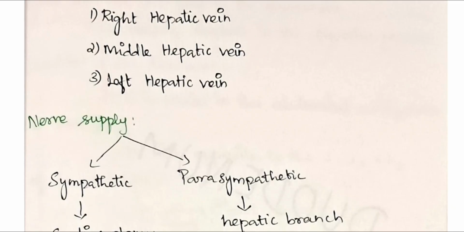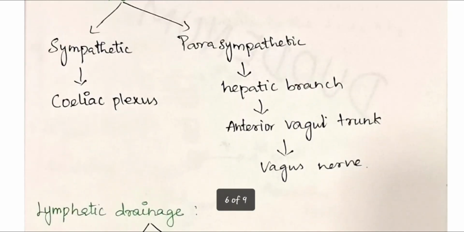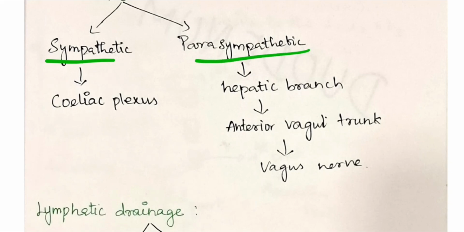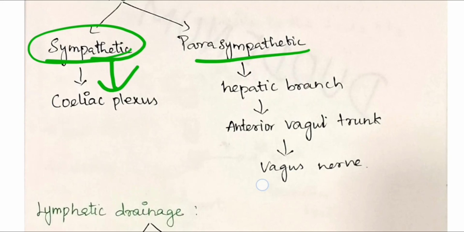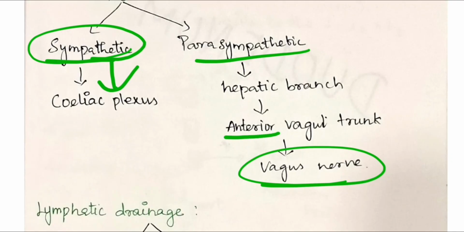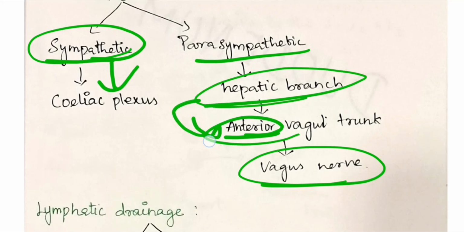Coming to the nerve supply of the liver, we have both sympathetic and parasympathetic innervation. Sympathetic nerves are mainly derived from the celiac plexus, whereas parasympathetic is supplied by the vagus nerve. In the vagus nerve, we have two trunks, anterior and posterior. But in the liver, the anterior vagal trunk is involved, specifically the hepatic branch of the anterior vagal trunk.